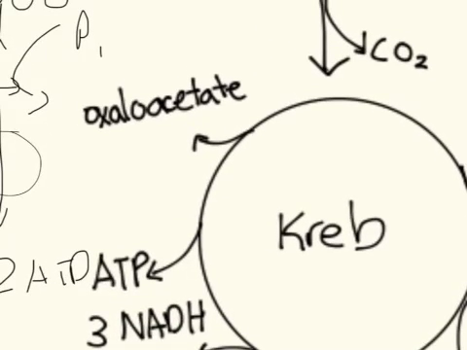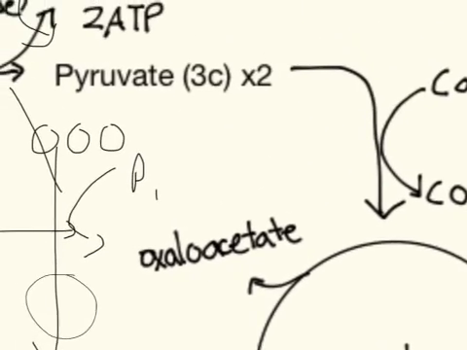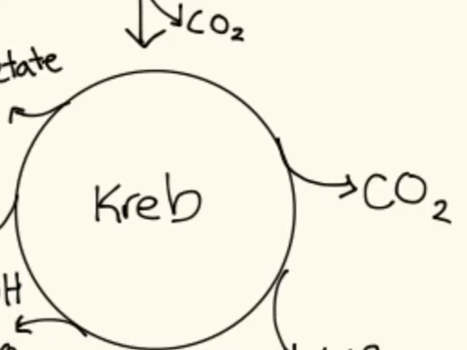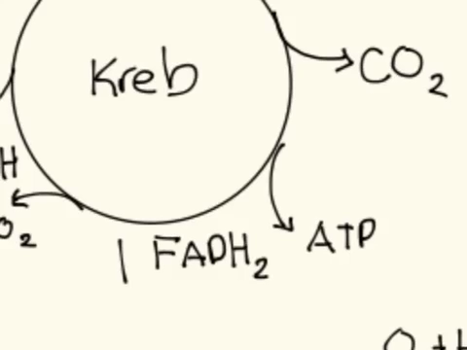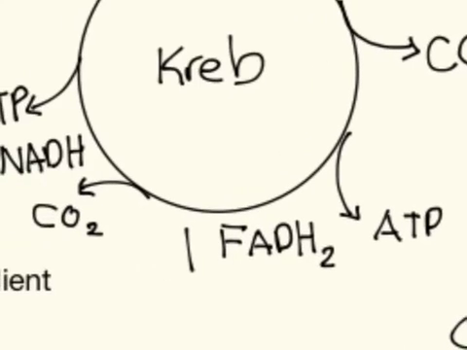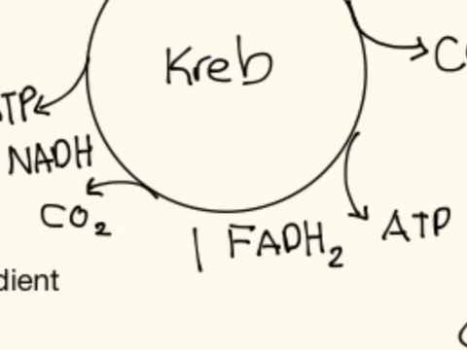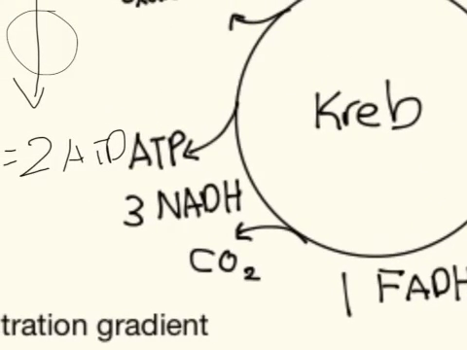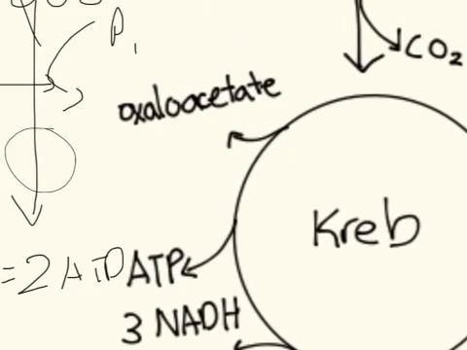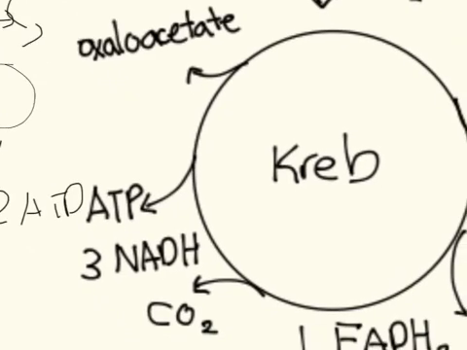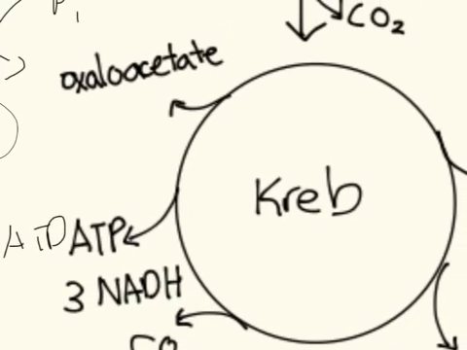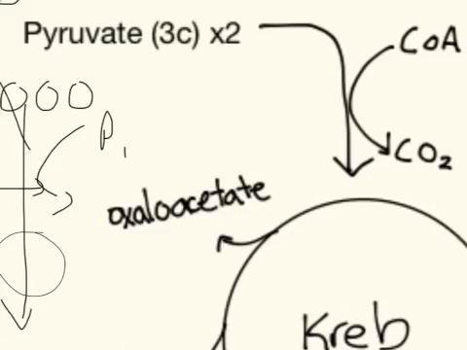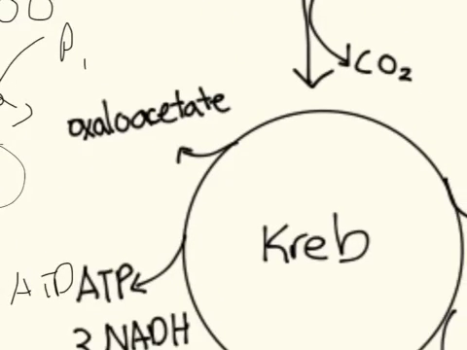Now, oxaloacetate is a 4-carbon sugar, which combines with a pyruvate. It creates CO2, but through the stage of CO2 it creates ATP, 1 FADH2, more CO2, then it goes to create 3 NADH, and 1 more ATP, and then oxaloacetate. However, this is only for one of them. That's for one cycle. However, because there are 2 pyruvates, we multiply this by 2.